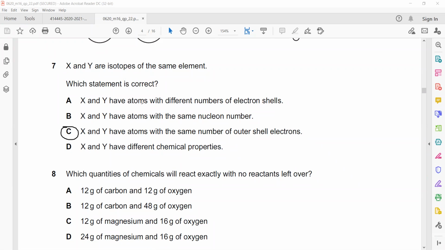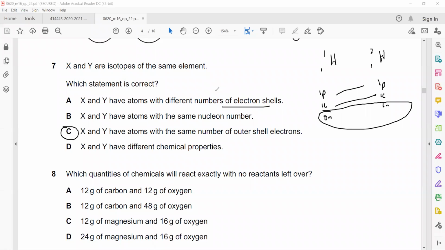Why not A? A says X and Y have atoms with a different number of electrons. That's wrong because isotopes have the same number of protons but different neutrons. If the protons are the same, the electrons will also be the same. For example, if I draw the two isotopes of hydrogen, this one contains one proton, one electron, no neutron. This one contains one proton, one electron, and one neutron. The number of electrons and protons are the same. The only thing which is different is the neutron number.